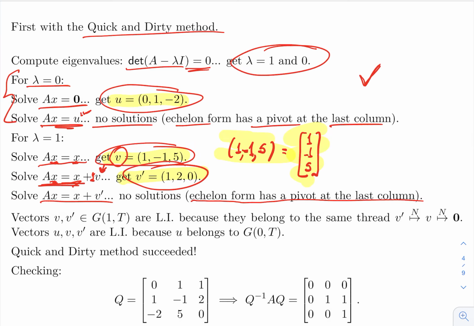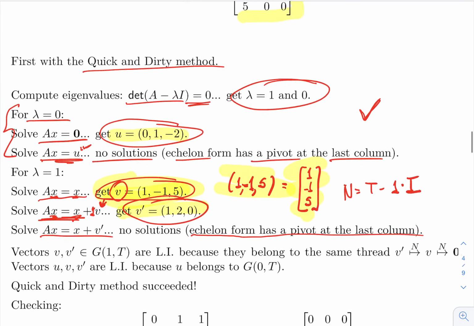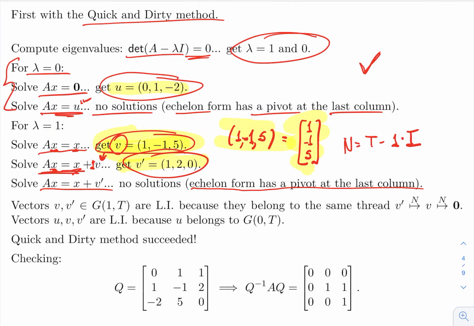This vector v and v prime must be linearly independent. Why? Because if we apply N to v prime, we get v, and if we apply N to v, we get 0. What is N? Of course, N equals T minus the eigenvalue, which is 1, times the identity. And these must be linearly independent. What about the third vector? What about this vector u that we found here?